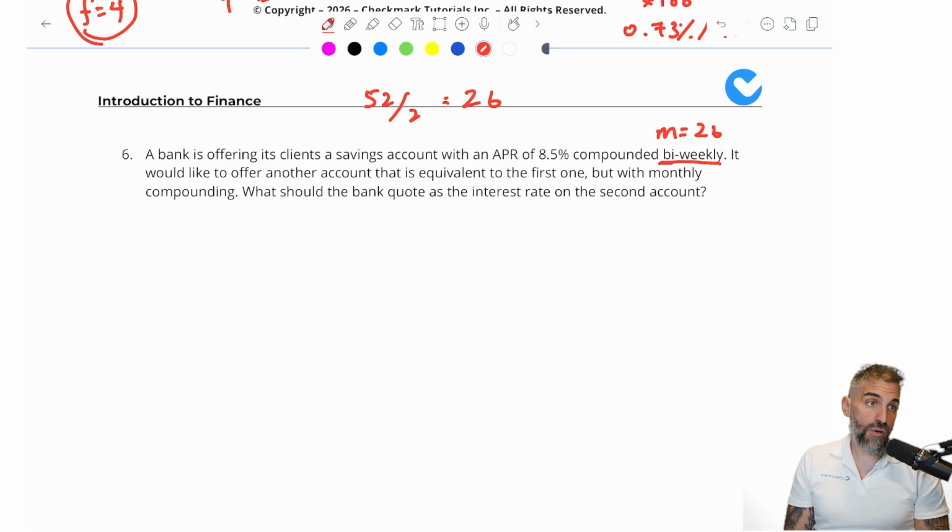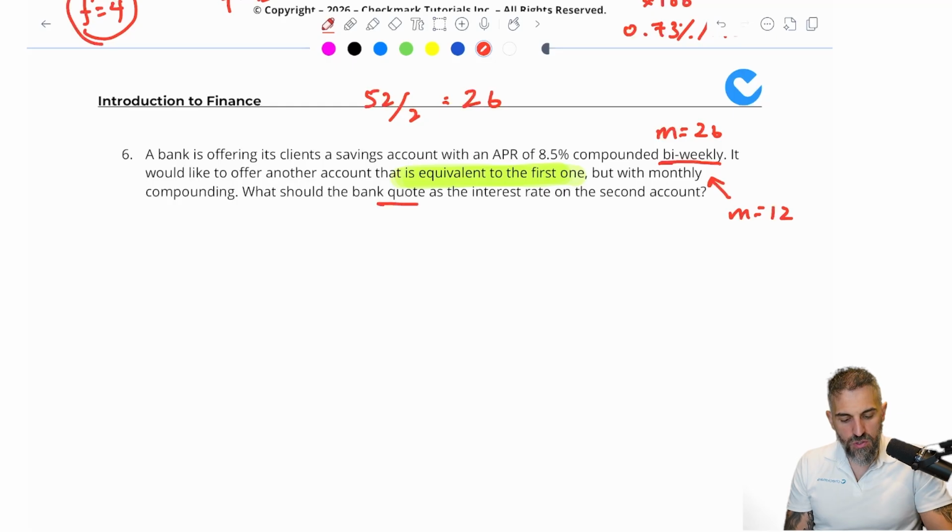So it's offering its clients a savings account with an APR of 8.5% compounded 26 times. It would like to offer another account that is equivalent to the first one. So in order for 2 rates to be equivalent, it means that they must have the same effective rate. For the 2 accounts to be actually equivalent, they must have the same effective rate. Okay? But this one has monthly compounding. What should the bank quote? So what is the APR, or the quoted rate, on the second account?